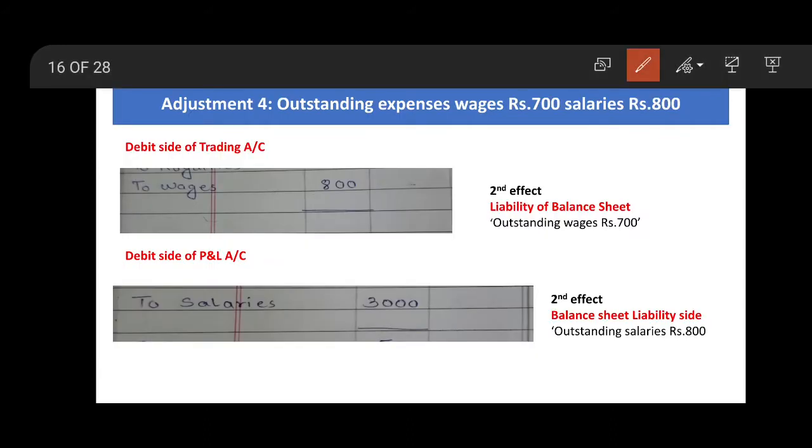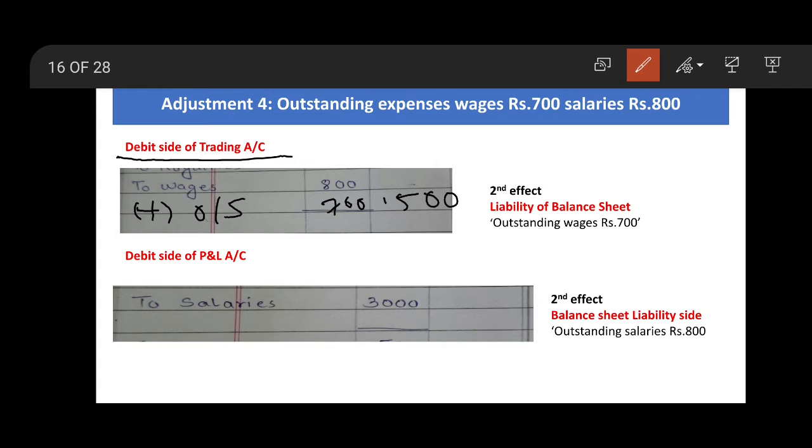Next is the fourth adjustment regarding outstanding wages and salaries. Outstanding is always added. Okay, so wages we already have here to the debit side of trading account. Wages is written, and we always add the outstanding, write in full. The outstanding wages amount is 700. So add this 700 and 800, how much will you get? You will get 1500 in the outer column.